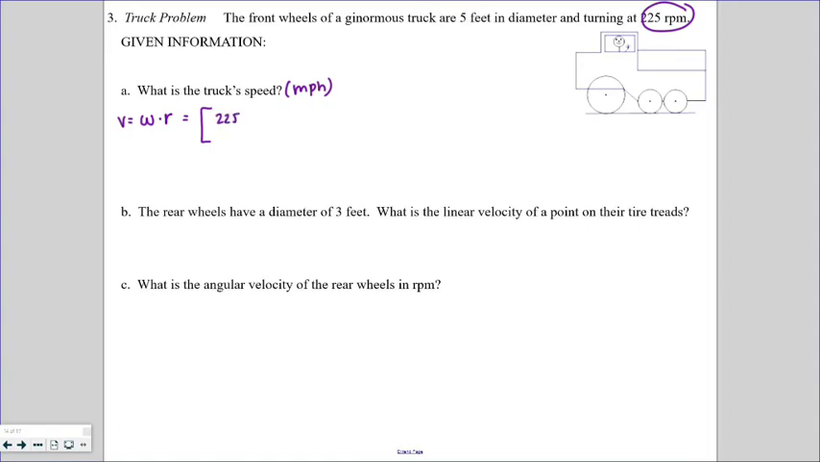So 225 revolutions per minute. I'm going to multiply that by the conversion from revolutions into radians. So 2 pi radians is 1 full revolution. And that together makes up the angular velocity for this problem. Then I'm going to multiply by the radius. Now, if the wheel is 5 feet in diameter, the radius is 2.5 feet. And then remember, we're working with a radius here, which means we have that invisible unit.